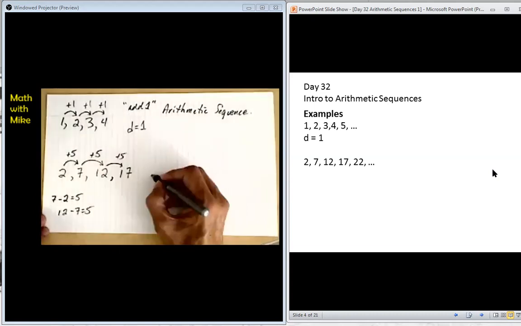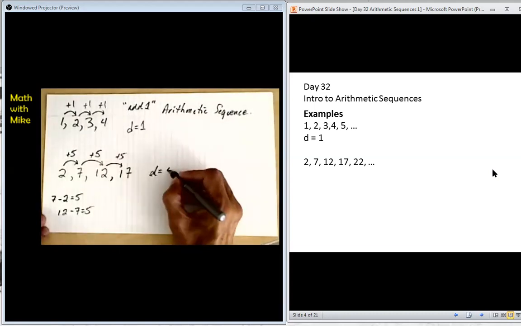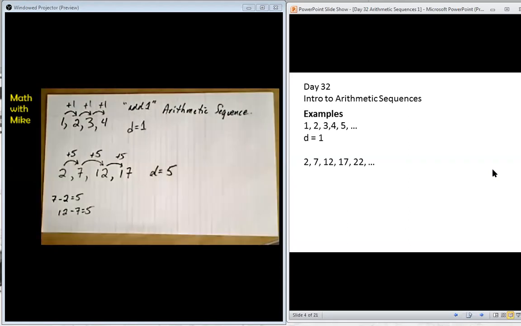So the common difference is going to be 5 for this particular, the second example here. Okay, the D is equal to 5.